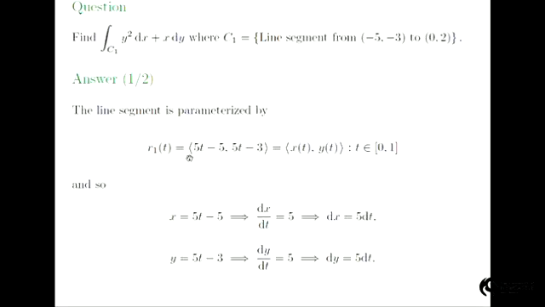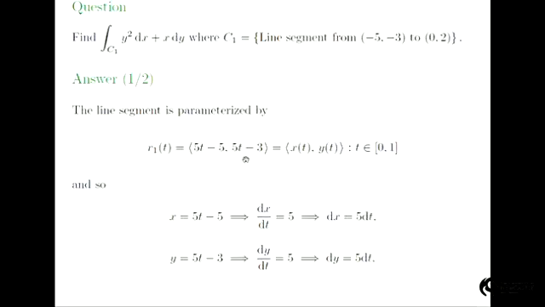So that's what this parameterization is saying. It's basically saying, well, to get from -5, -3 to 0, 2, start at this point and walk in the direction of the gradient to 0, 2. I will develop this a little bit later, but here you go. Here's the equation. Here's the parameterization of that line, which you can find by doing y equals mx plus b. Okay, so the line segment is parameterized by this.